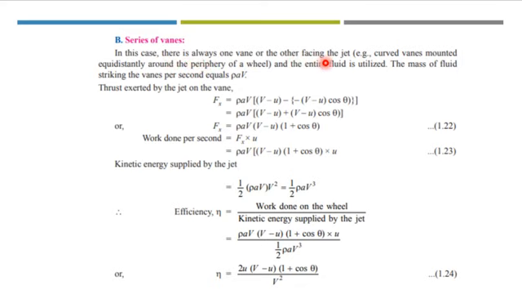Now we will consider the case of a series of vanes. In this case, there is always one vane or the other facing the jet. For example, curved vanes mounted equidistantly around the periphery of a wheel, and the entire fluid is utilized. Mass of fluid striking the vanes per second equals rho AV. When a series of vanes are fitted, the whole jet will be utilized, so mass per second will be rho AV instead of rho A(V minus u).